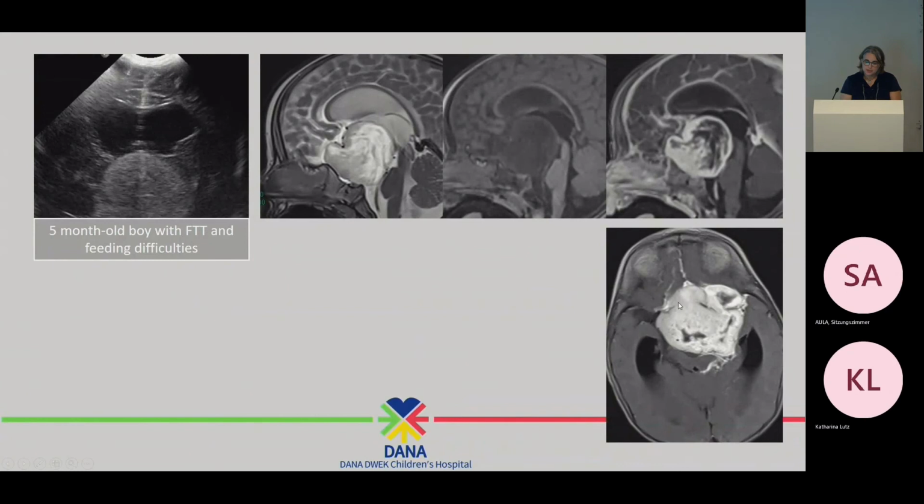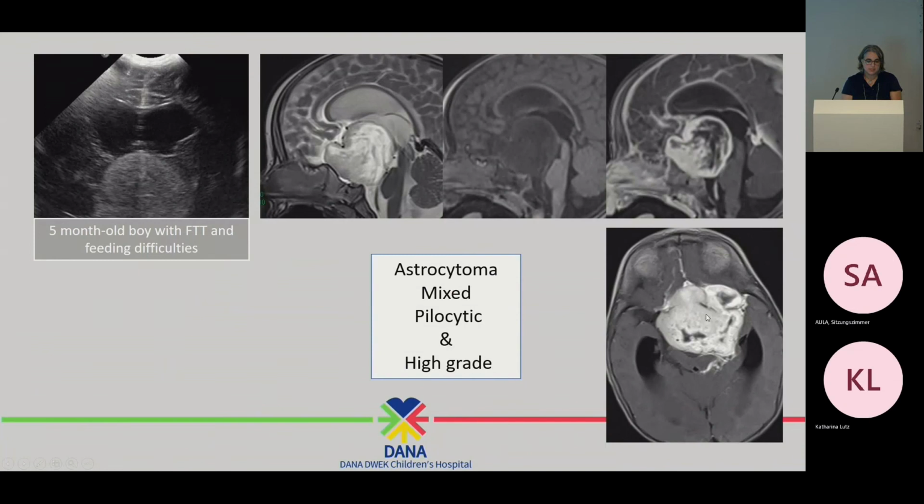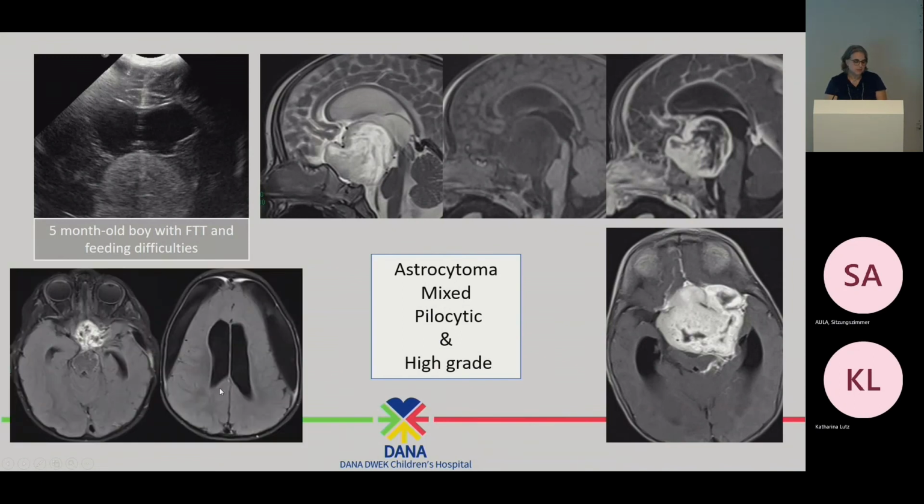And when we look at the axial images, we actually note that there is also leptomeningeal enhancement, which we're not so used to seeing in these kids. And this turned out to be an astrocytoma, but a mixed pilocytic and high grade. This child is still being treated. The mass, after surgery and chemotherapy, has decreased in size.